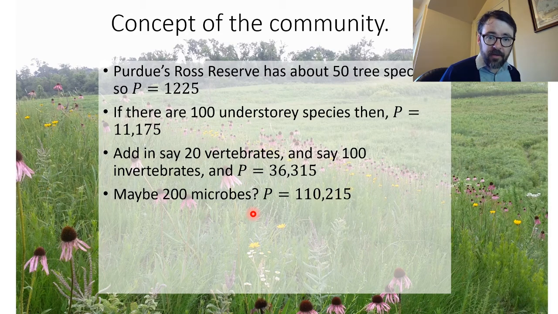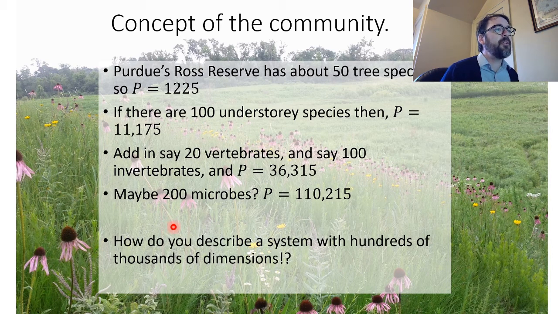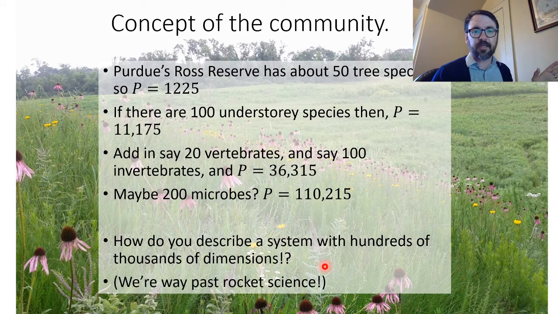Microbes are incredibly important, right? Mycorrhizal fungi, nitrogen-fixing bacteria. If we say that there's maybe 200 of those, then we get 110,000 possible pairs of interactions. And all of these numbers I just sort of guessed at, right? They're probably all higher except this one, which I actually know. So how do you begin to describe a system with hundreds of thousands of interactions and thousands of dimensions, right? We're way past rocket science here.